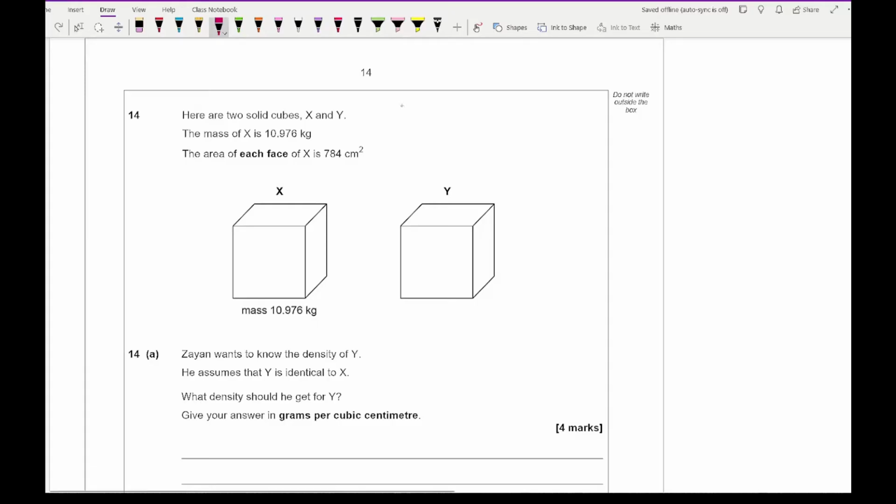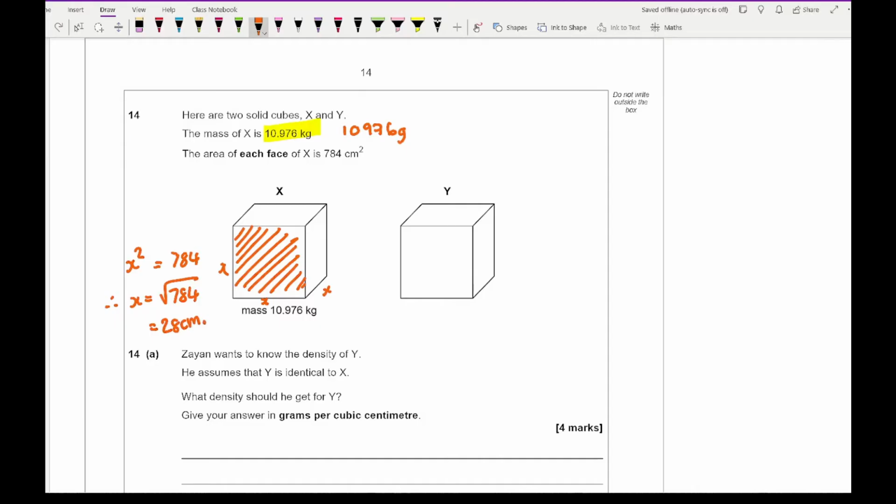So first things first, in terms of the mass, we can see that it's given to us in kilograms. So that in grams is going to be 10,976 grams, because there are 1,000 grams in a kilogram. The next thing we know is that the area of each face of X, so this area here, is 784. Now if I label this side as x, and it's a cube, therefore 784 is equal to x squared. So to work out the length of a square, it's going to be the square root of 784, which is 28.